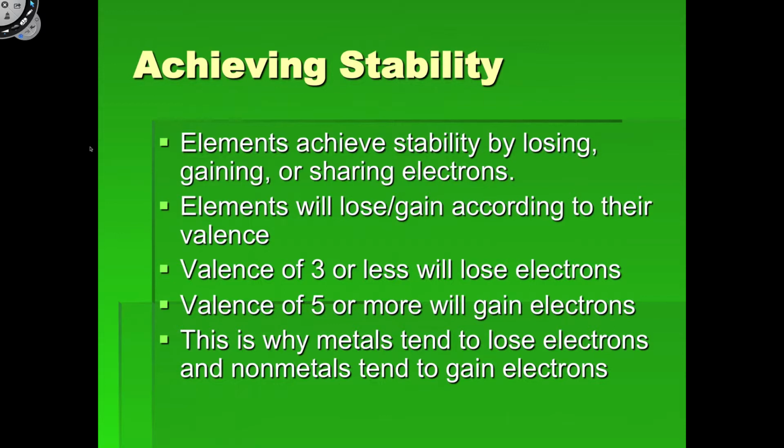You could look at it as elements are lazy, meaning they're going to do what's easier. So if I have a valence of 3, I could lose 3 or gain 5. I'm going to do what's more cost effective. I'm going to lose 3. Or if you have a valence of 5, I could gain 3 or lose 5. Well, gaining 3 is more cost effective than losing 5. So it depends on their valence whether they're going to gain or lose electrons.